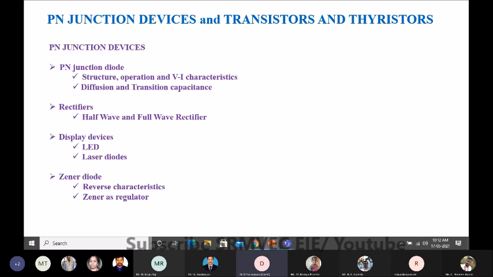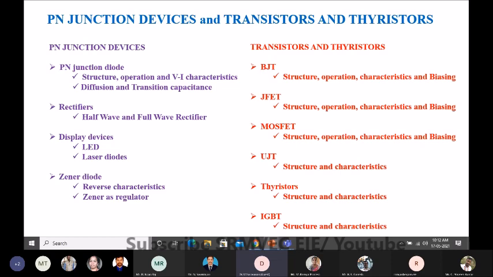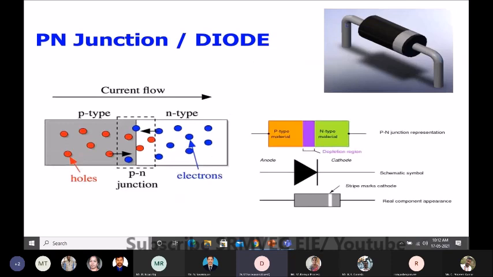Under transistors and thyristors, we are going to see the structure, operation, characteristics, and biasing of BJT, JFET, and MOSFET. After this, we move to thyristors, that is, we will see UJT, thyristors, and IGBT, their structure and characteristics. So in short, we will see one by one, and we will move from here to the particular topic. So starting is the PN junction diode.